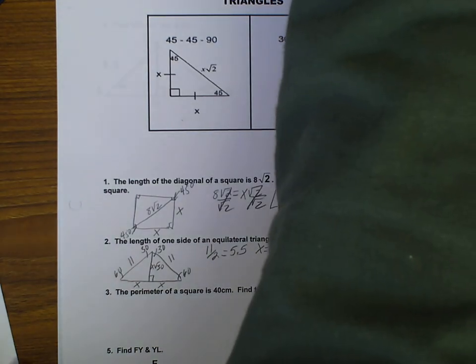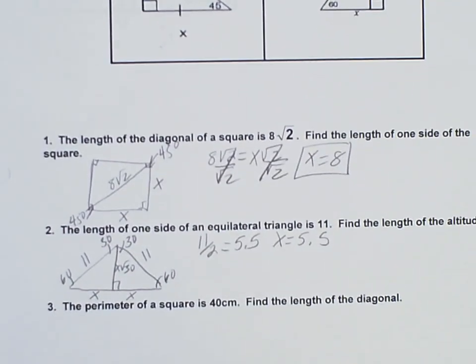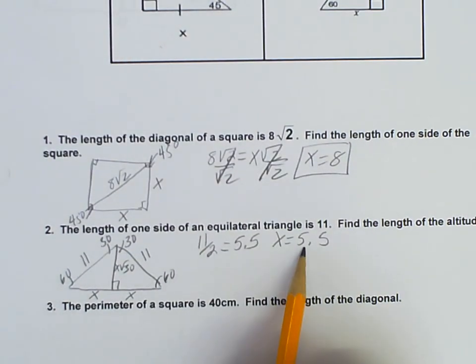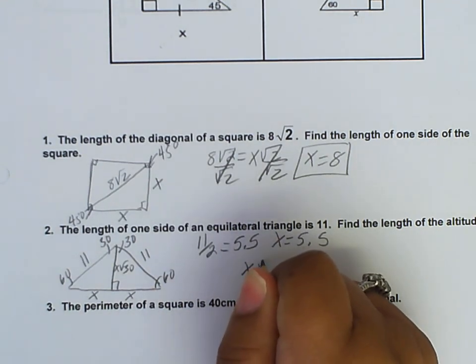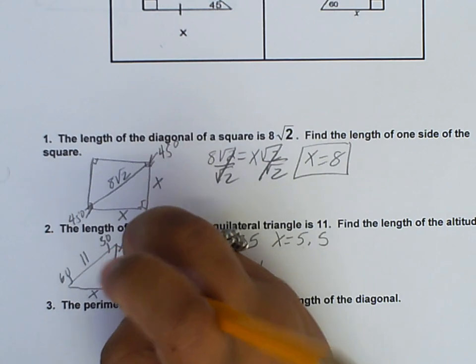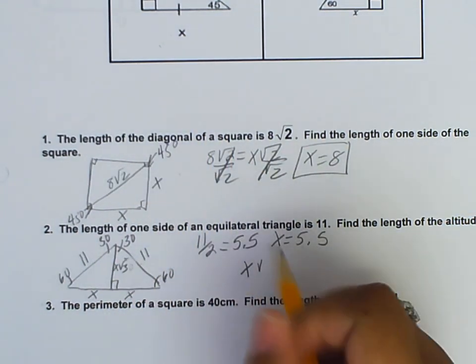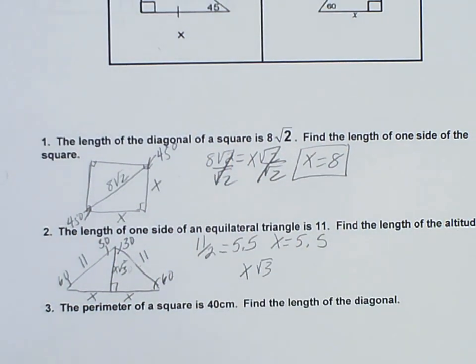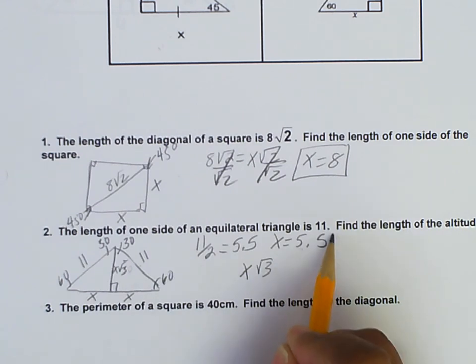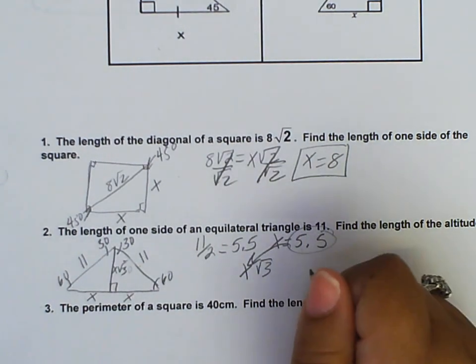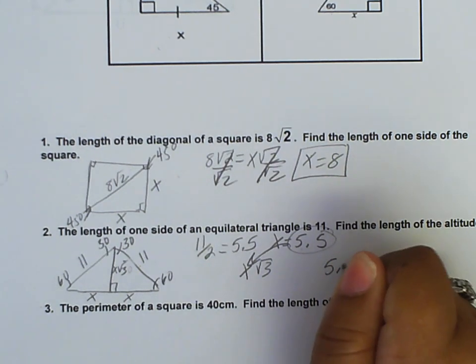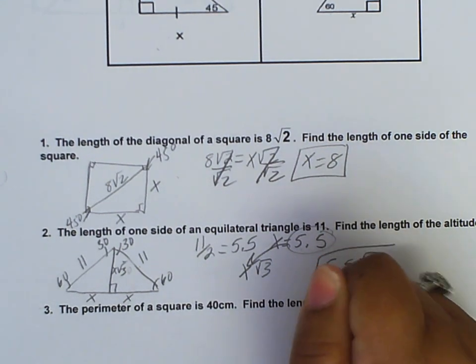I'll make it a little bit bigger. Since we know this is 5.5, the rule is x radical, oh, I put 30, that's supposed to be just x radical 3. Got a little carried away there. So all you technically have to do is take your x number and substitute it in that spot. Your answer will be 5.5 radical 3.